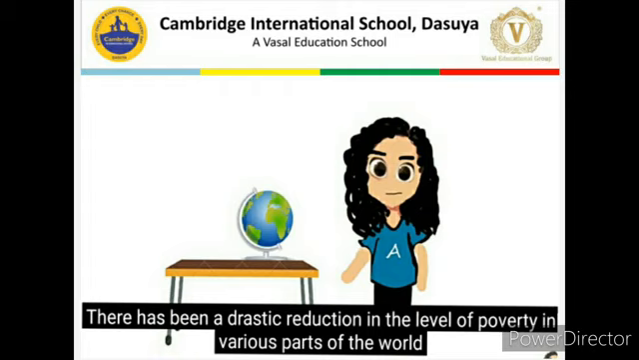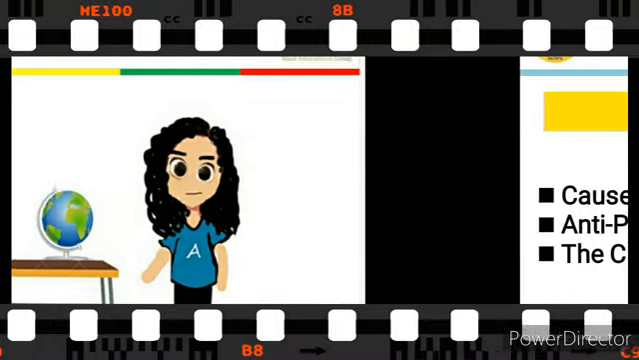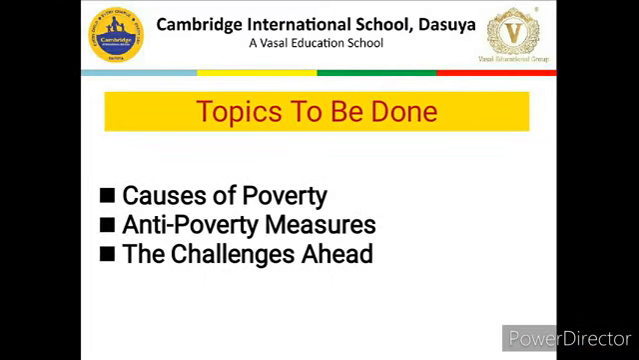So which are the 2 or 3 topics that are left to be discussed? This is the list that we are going to study today. Number 1 topic is causes of poverty. That means we are going to talk about the reasons why people of India are poor, or why people in the world are living in poverty.